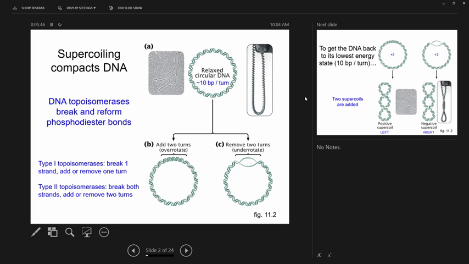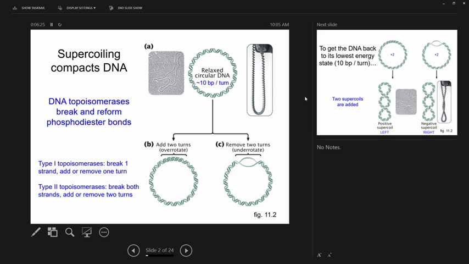So with DNA, enzymes called topoisomerases can break the strands. In type 1 they break one strand, and type 2 they break both, but in either case they can add or remove turns from the DNA. So here no turns can be added or removed because the ends are blocked. With type 1 topoisomerase, this isn't a circle, but these two fingers are one strand, and these two fingers are another strand, so here's two strands of DNA.